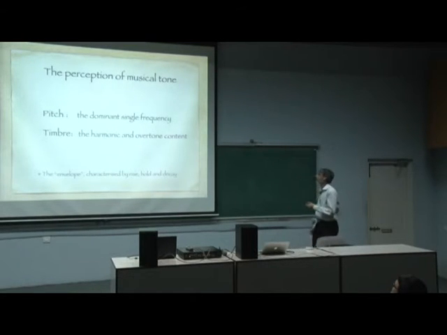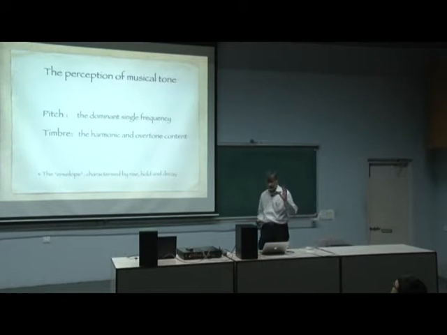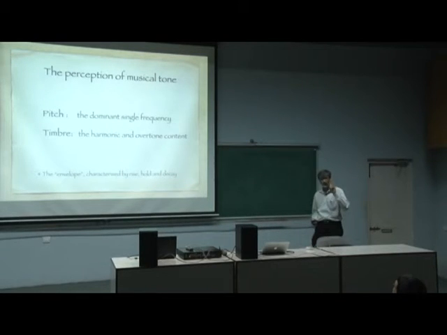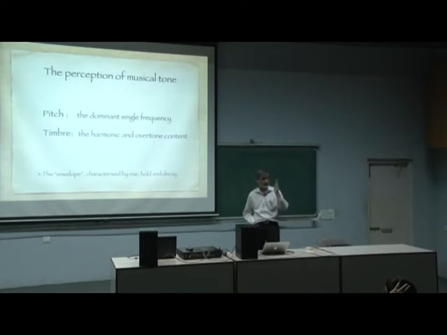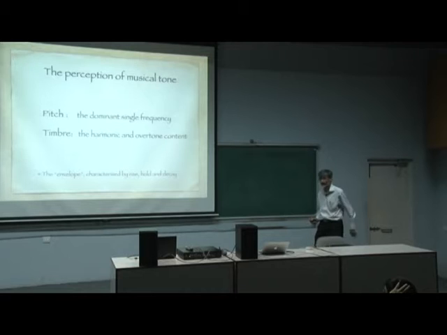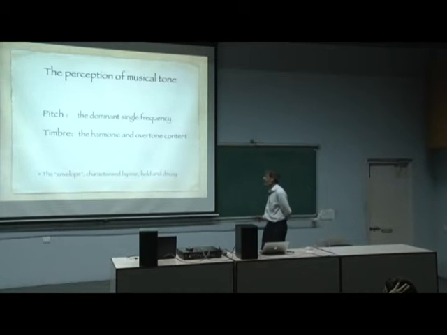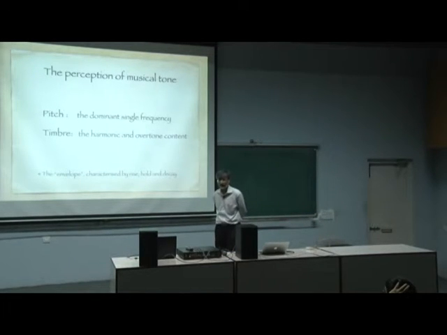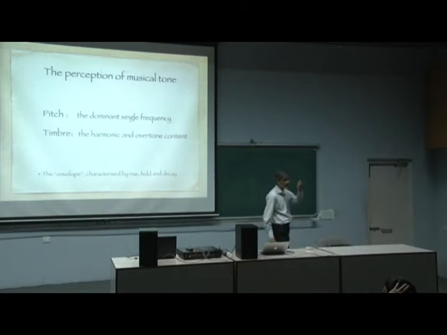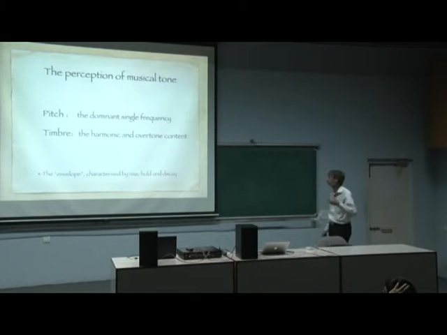And this has to do with the perception of musical tone. The tone at that time was described by two parameters. One is called the pitch, which is the dominant single frequency of a tone. And then there was this thing called timbre. The timbre is a kind of richness of the tone, which is provided by the harmonic and overtone content of the note.